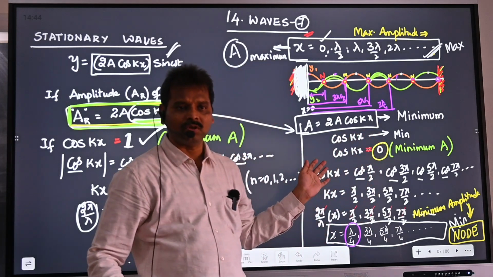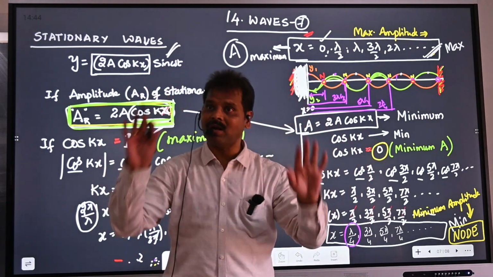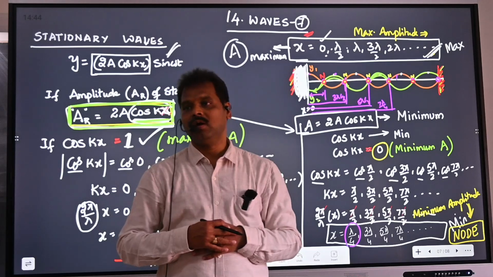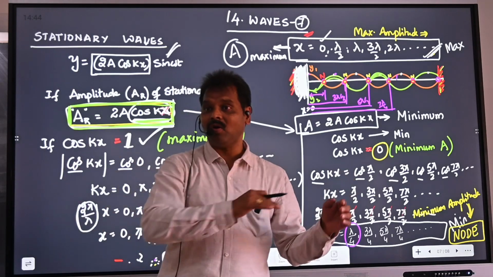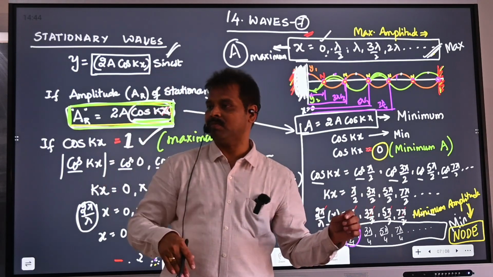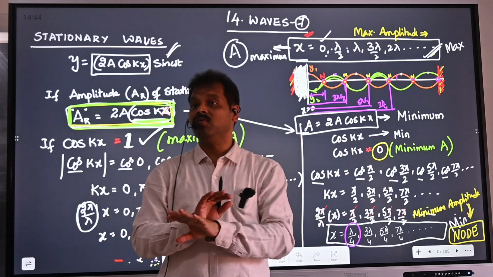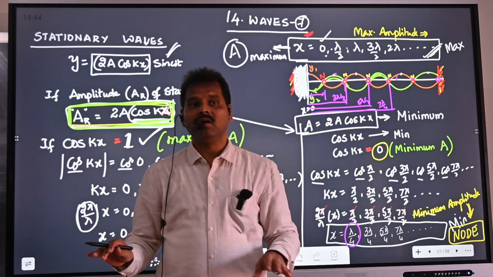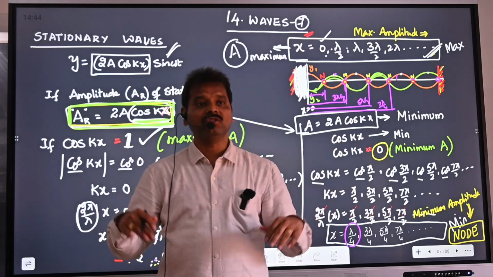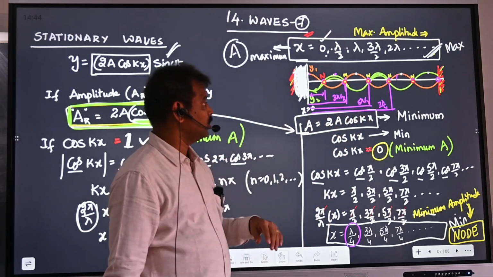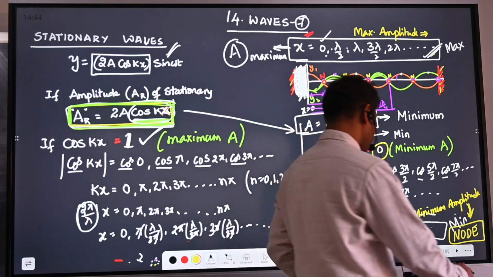What is meant by amplitude 0? Throughout their life, they never oscillate. But in a progressive wave, all the particles execute SHM. But in a stationary wave, there are some points where they cannot oscillate in their entire life, and those points are called nodes.